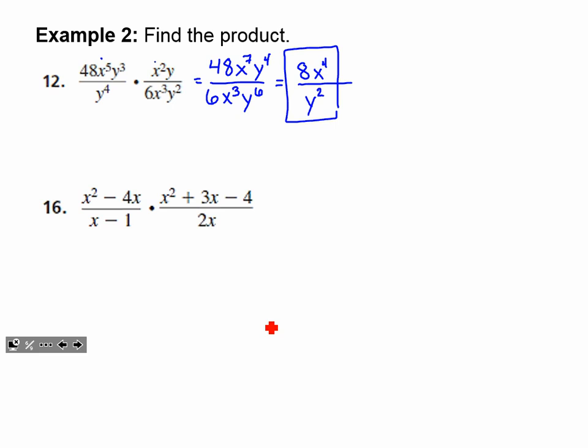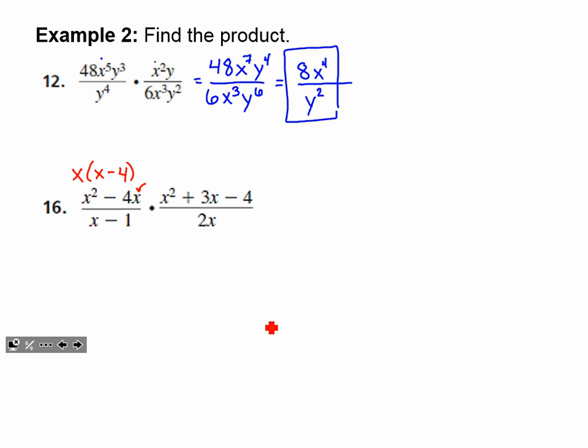that needs to take place. It's really tempting to look at x squared minus 4x and say, oh, that's x plus 2, x minus 2. But it is not a difference of perfect squares because of that x. So all I can do to factor that is take a GCF of x out.